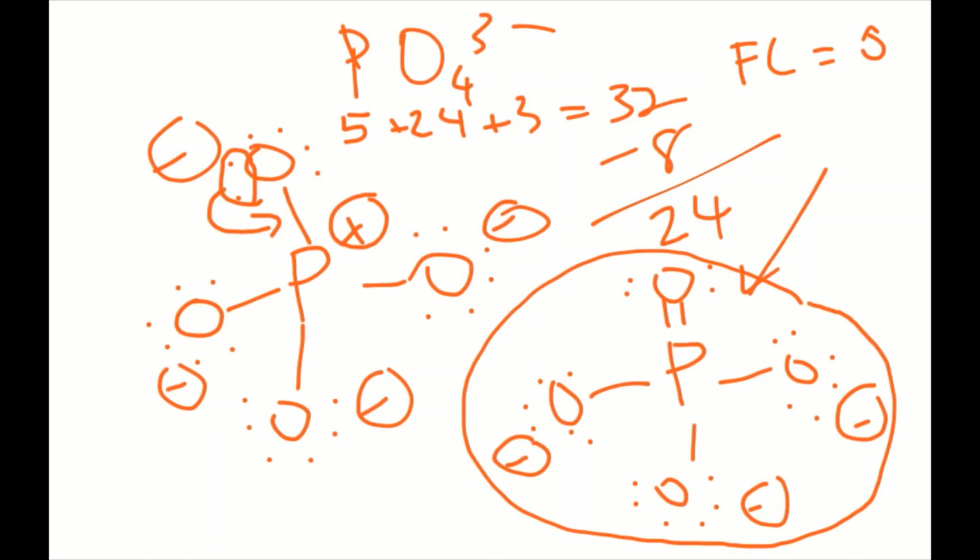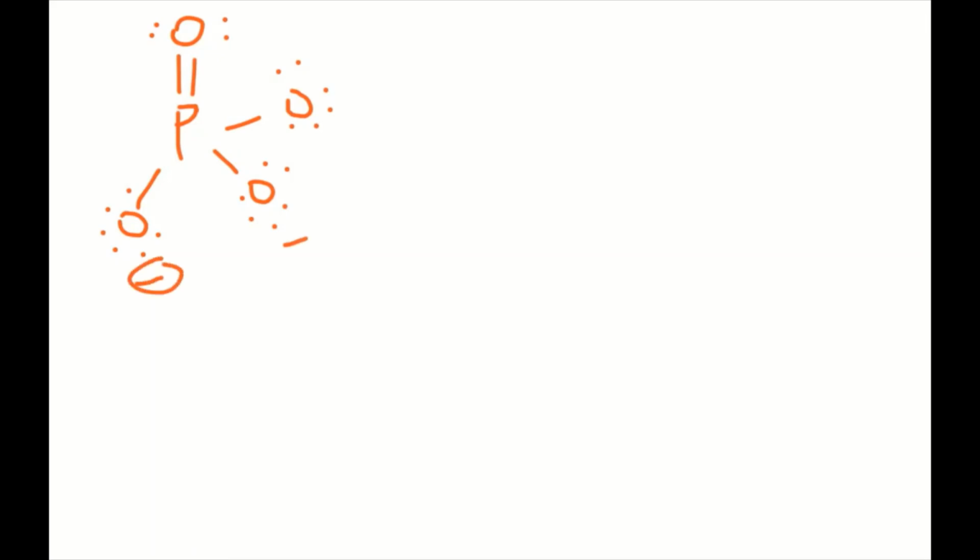So let me clear the ink, and let's draw the resonance structures. This time, I'll do it using the formal charge method. So I'm going to put the P in the middle, and then the O is there with 4 electrons, and then I'm going to do that, and that, and that. Now let me put the minus charges on the things that need the minus charges, since these 3 oxygens have a formal charge of -1.